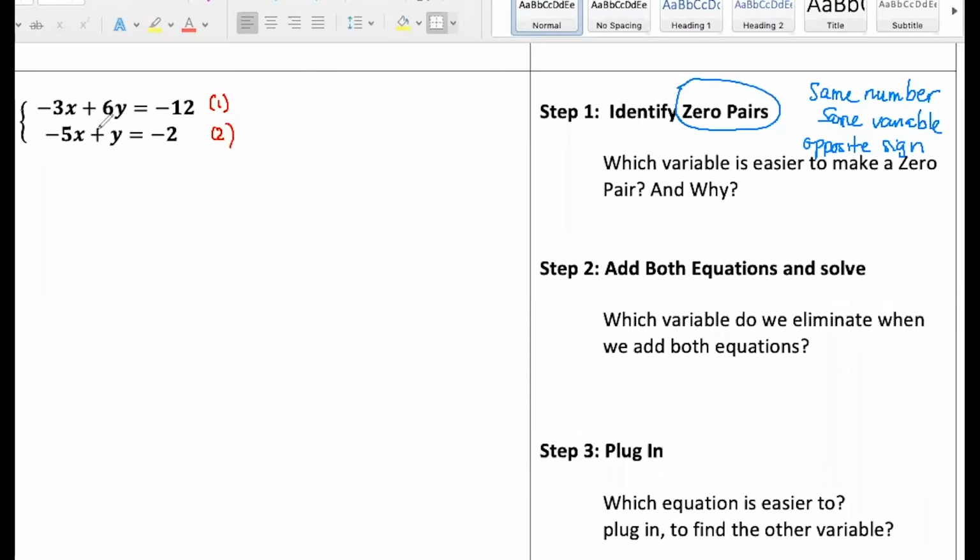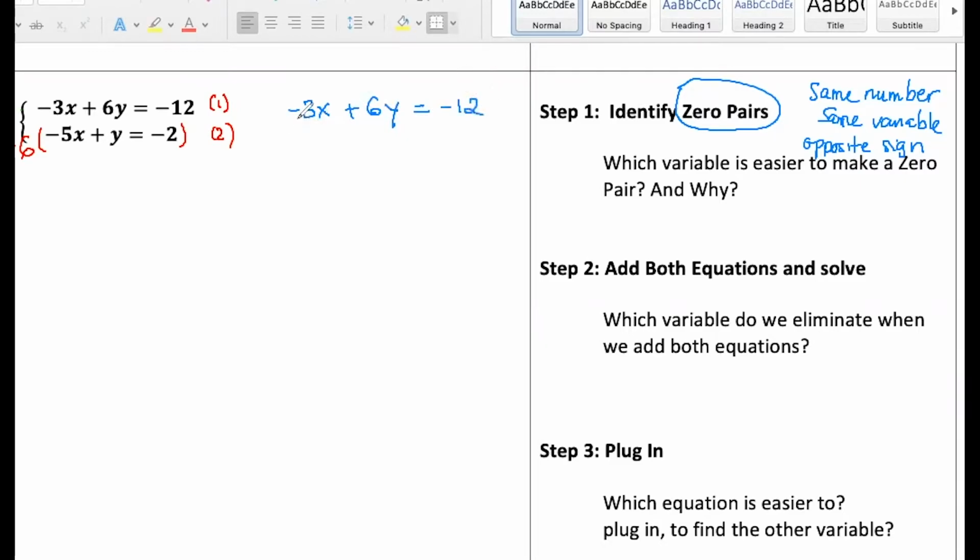So here we go. When I decided to start with this, I'm going to multiply the bottom by negative 6. The first one, nothing has to change, so I'm just going to rewrite the first one just the way it is. So I have negative 3x plus 6y equals negative 12.